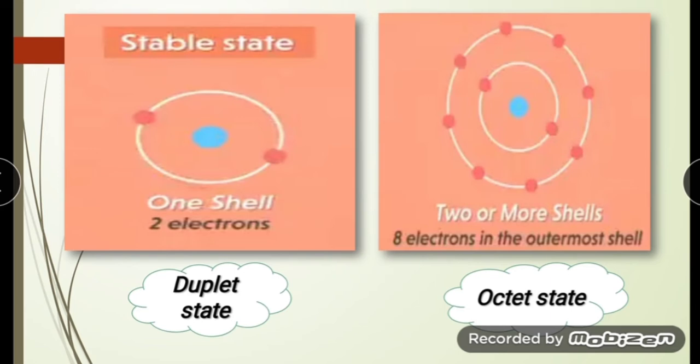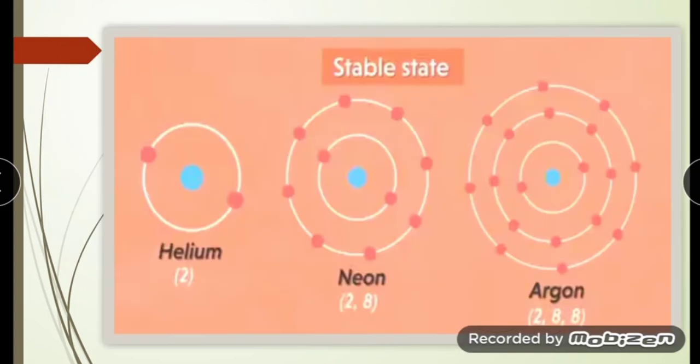But do all the atoms have the stable state? Definitely not. Some atoms such as helium, neon and argon are in a stable state, with 8 electrons in the outermost shell, or 2 in the case of helium. You can see, children, they are either in the octet state or in the duplet state. That means they are stable. They will not participate in any chemical reaction. That is the meaning of stable. If atoms are stable like helium, neon and argon, they will not participate in any chemical reaction.